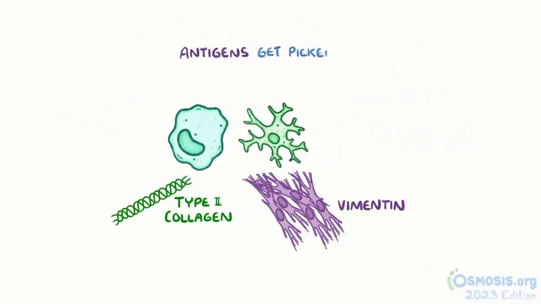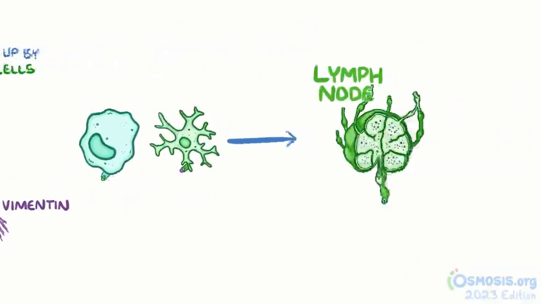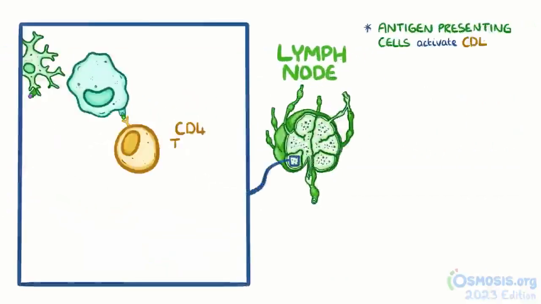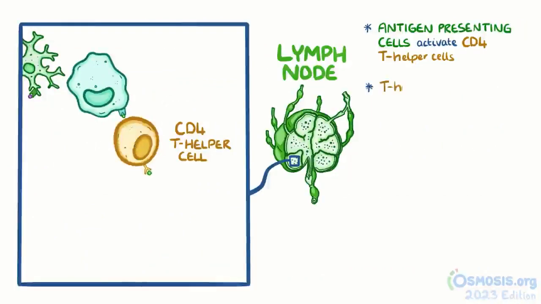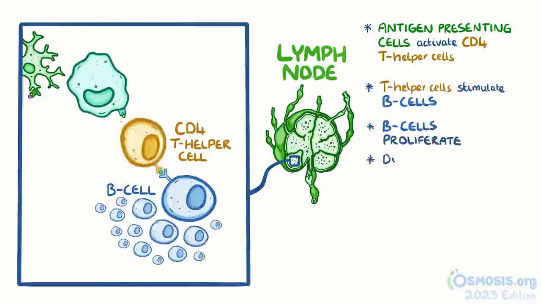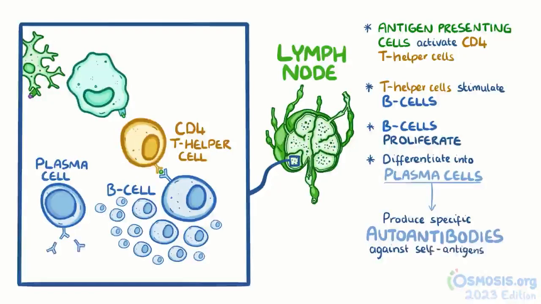The antigens get picked up by antigen-presenting cells and get carried to the lymph nodes to activate CD4 T helper cells. T helper cells stimulate the nearby B cells to start proliferating and differentiate into plasma cells, which produce specific autoantibodies against these self-antigens.